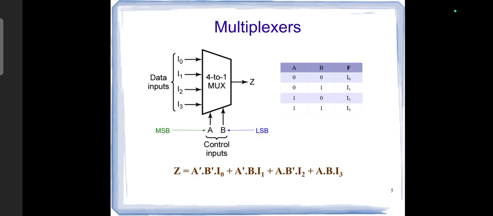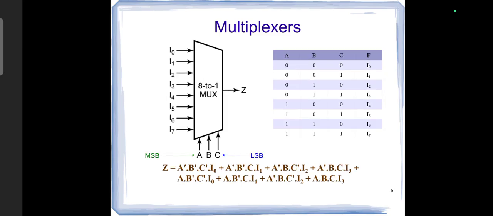When AB is 00, output is I0. When AB is 01, output becomes I1. When AB is 10, output becomes I2. When AB is 11, output becomes I3. Observe the Boolean expression carefully. Each term represents one minterm corresponding to one selection combination. Students should remember both the truth table and Boolean expression because they are important for university exams.